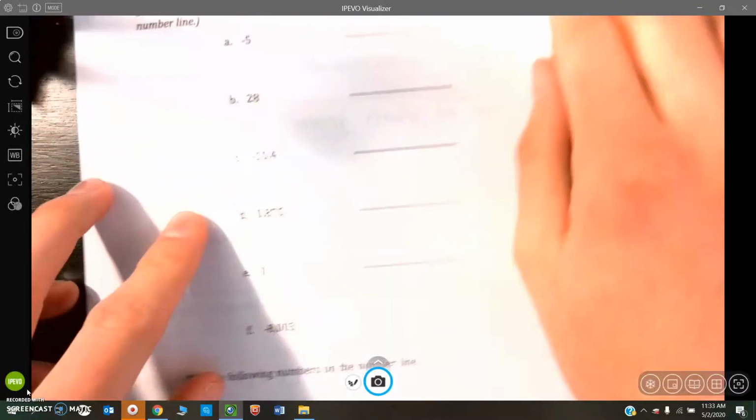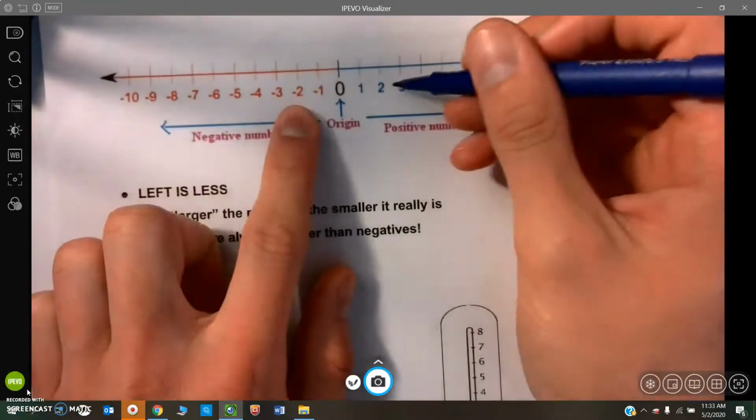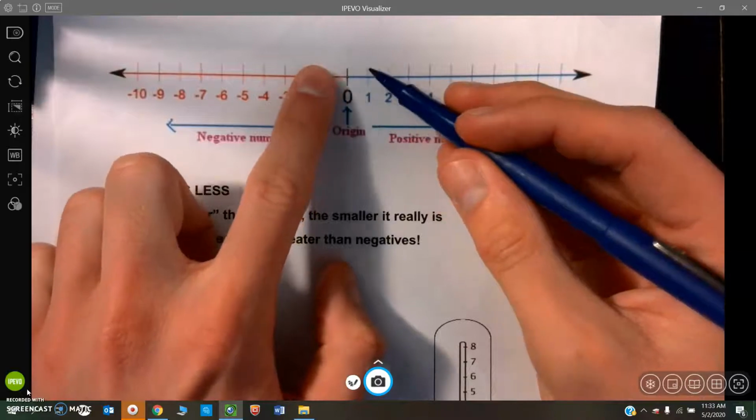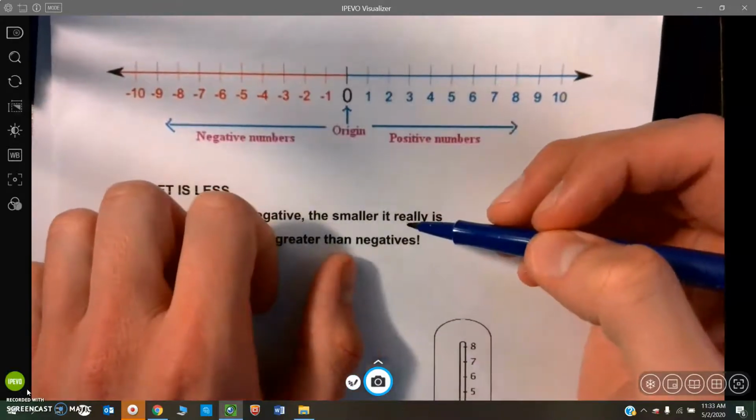Alright, so now for number 3, people were pretty comfortable with this before. For each number, we are going to name its opposite. And so the definition of an opposite number is the number that is an equal amount away from 0 on the number line. So if we look at a number line, 2 and negative 2 are opposite numbers because they are both 2 units away from 0.